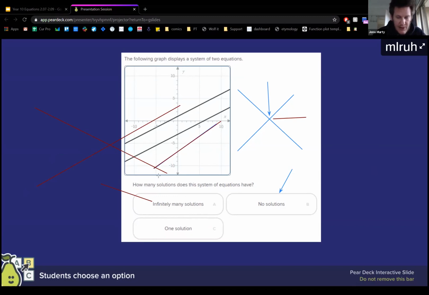So for any two pairs of straight lines, we have three choices. No solution, in this case; one solution, which is almost every case; and infinitely many solutions if we have two identical lines. It's not something you'll ever really get asked. Okay, let's go to the next one.